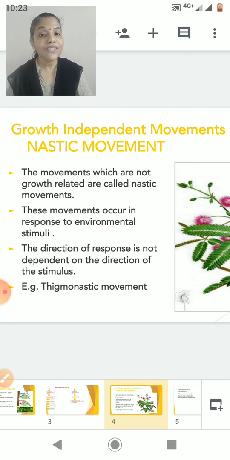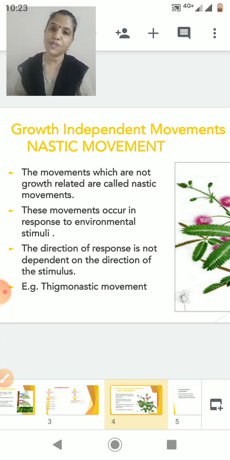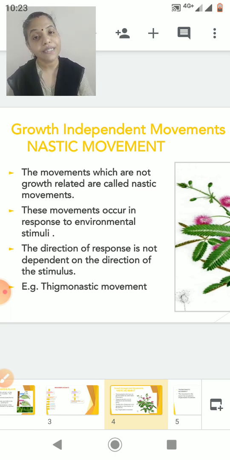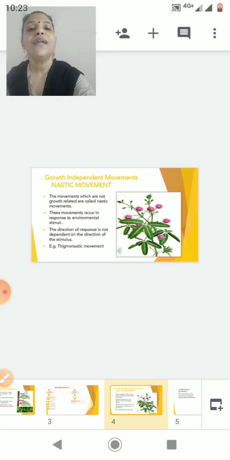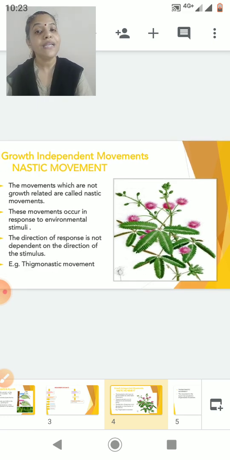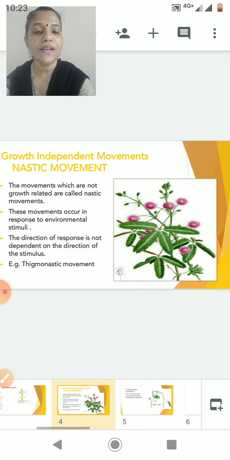So, the direction of response in a nastic movement is not dependent on the direction of stimulus, that which we already discussed in the previous slide. Example, nastic movement. Tigmo, as I told you, touch. Now, in which plants do you see the nastic movement? This nastic movement is seen in the case of the touch me not plant. So, let's see the next slide now.